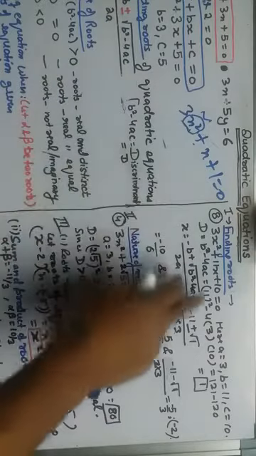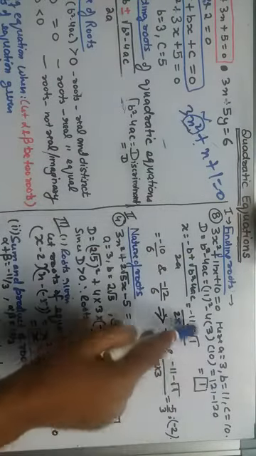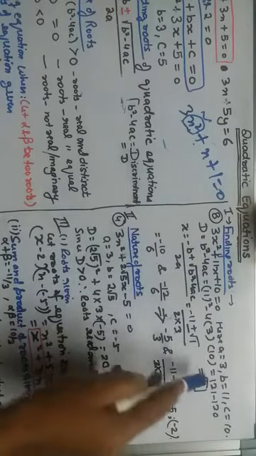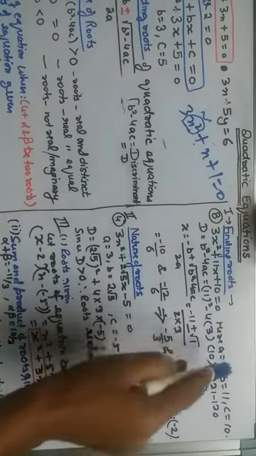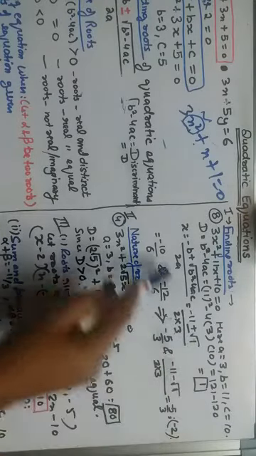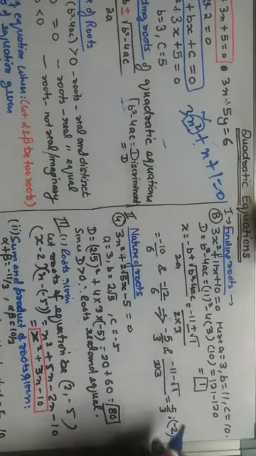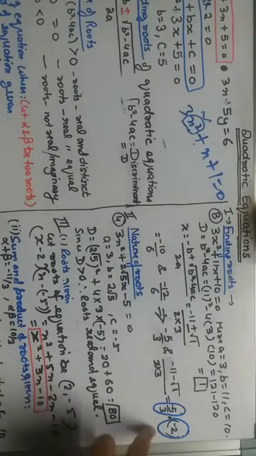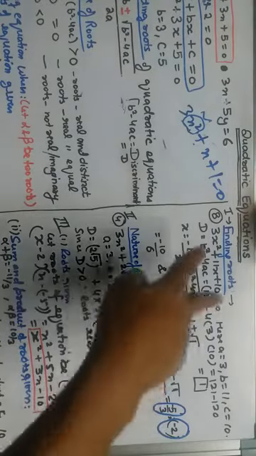So apply this formula. Minus b is minus 11. B square minus 4ac we have taken out is 1. Root of 1 is 1. And upon 2 into the value of a, 3. So we are getting two values, 5 by 3 and minus 2. These are the two roots of the equation. Two roots means these are the two values of x of this equation.